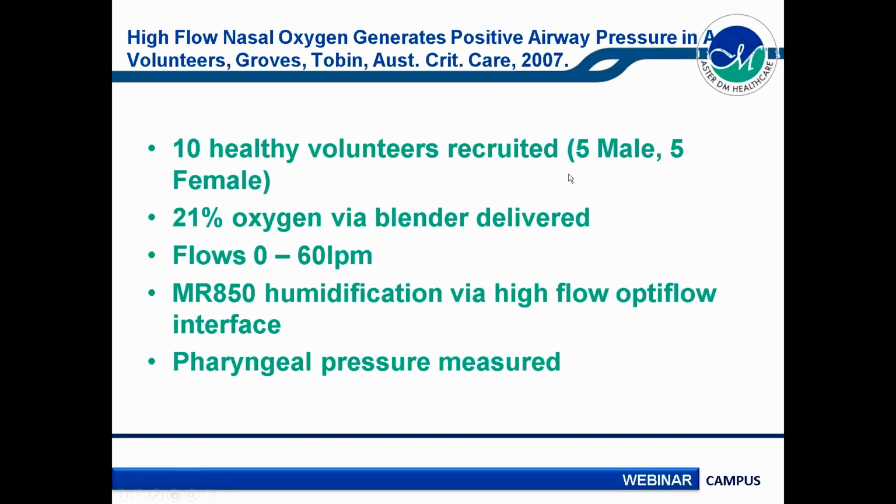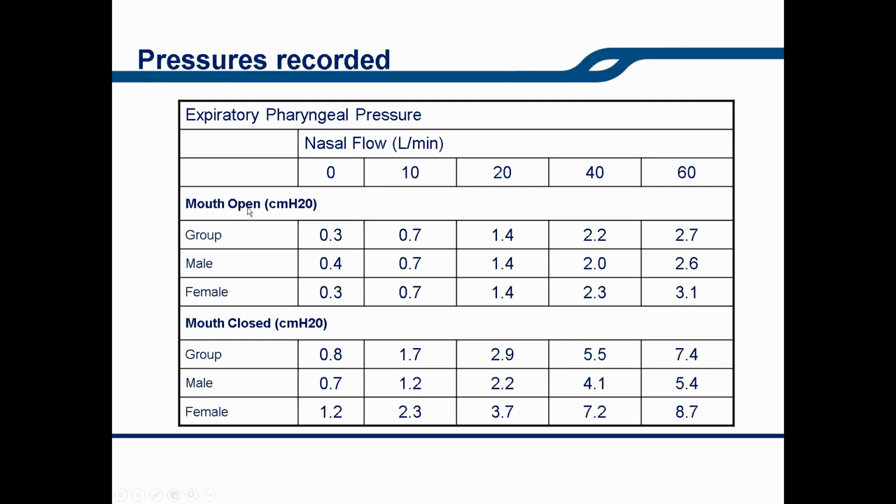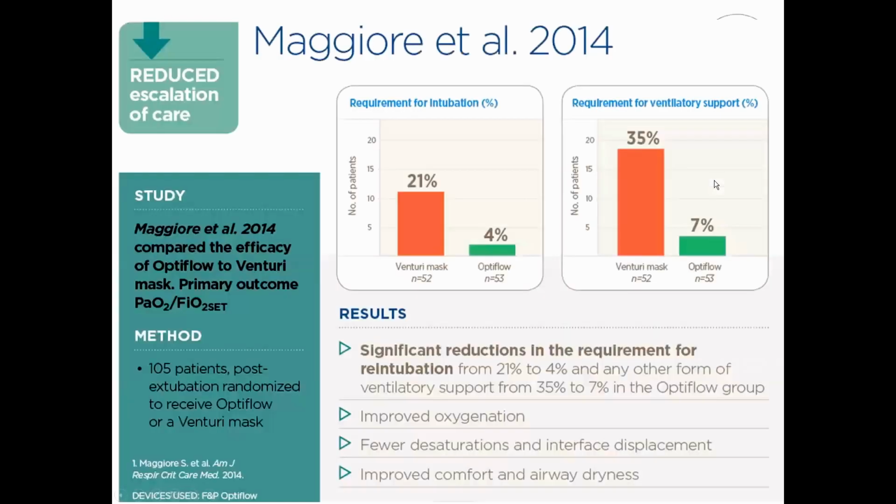So 10 healthy volunteers were recruited, 21% oxygen via the blender delivered, flows 0 to 60, and humidification, pharyngeal pressures measured. And here you can see the mouth open and mouth close. So here in mouth close with up to 60 liters flow, which I've already told, you can achieve a PEEP somewhere around 5 to 8. So if you want a PEEP effect, what we can do is keep the flow on the higher side, somewhere around 60, where you can achieve a PEEP somewhere between 5 to 8.